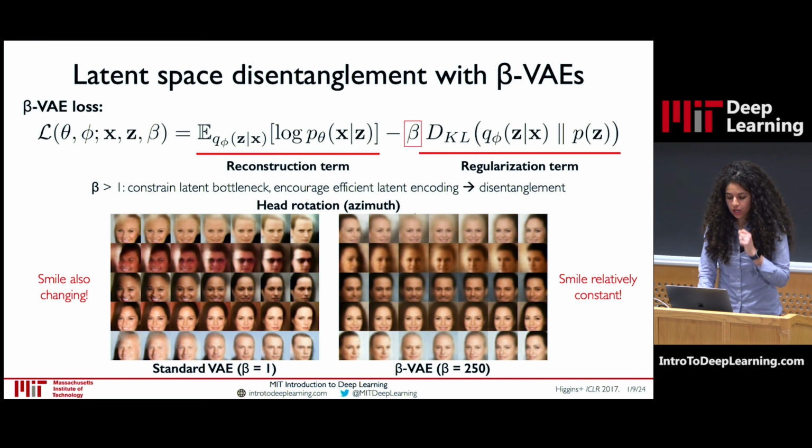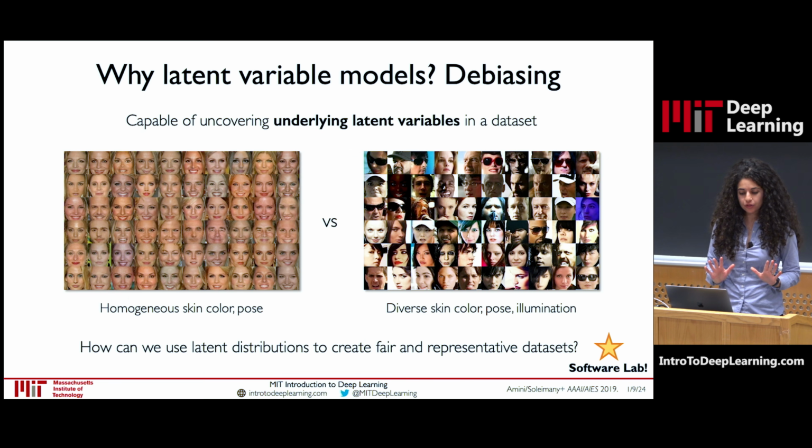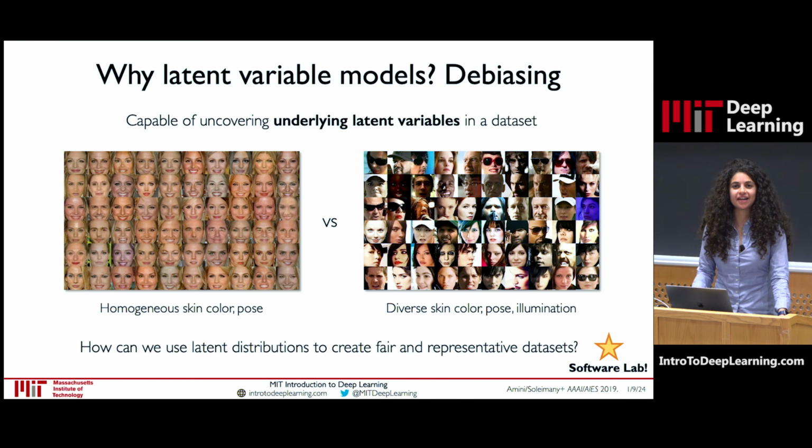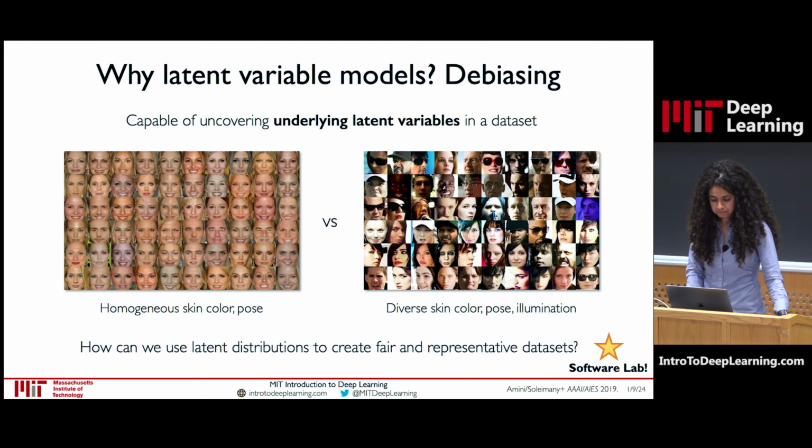Okay, so to summarize this part of the talk and to wrap up this concept of latent variable models, you're going to get some hands-on experience in the software lab playing with these types of models in the context of computer vision and facial detection systems, and see how we can interpret these types of features and use those features to actually create better models that are going to be more fair and more unbiased.